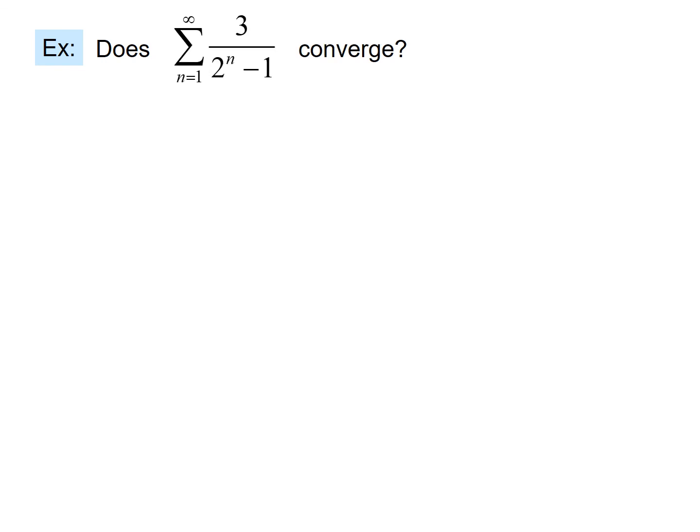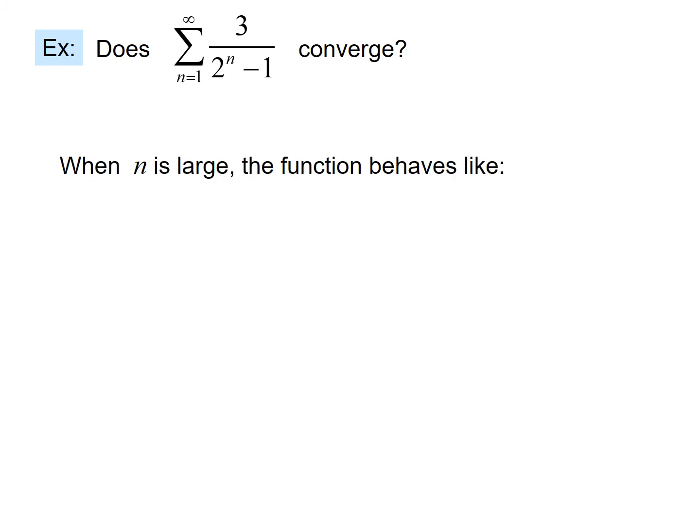Take a look at this one right here. We have to think about what we could compare this to. Well, we know we could drop that minus 1, and you actually have some choices here. You could compare this to the series 3 over 2 to the n, or you could compare it to the series 1 over 2 to the n. It really doesn't make much of a difference. They'll both give you the same conclusion in the end.